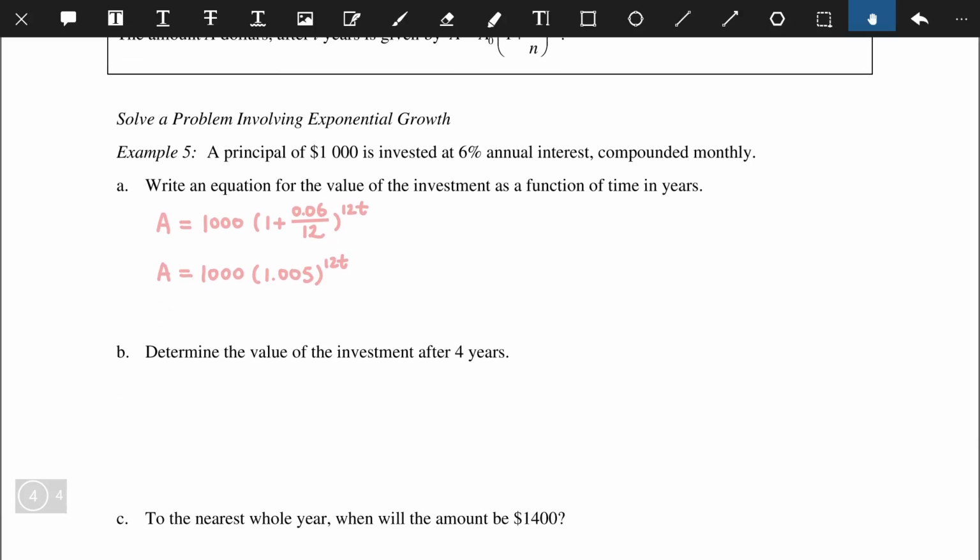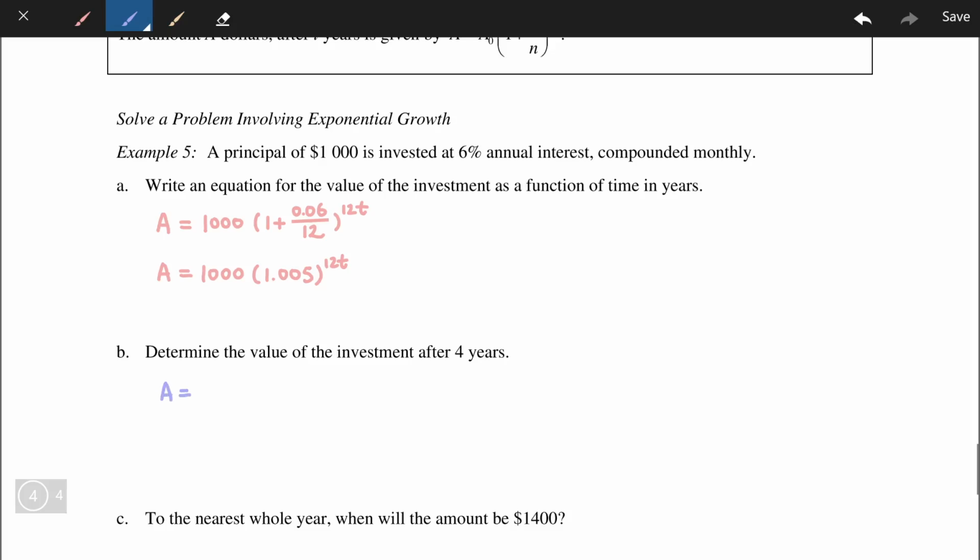Okay, determine the value of the investment after 4 years. So we can simply let t equal 4. 1.005, and then 12 times 4. So we will take 1.005 and raise it to the 48th power and then multiply it by 1,000, which gives us $1,270.49. Again, this is rounded to the nearest cent.